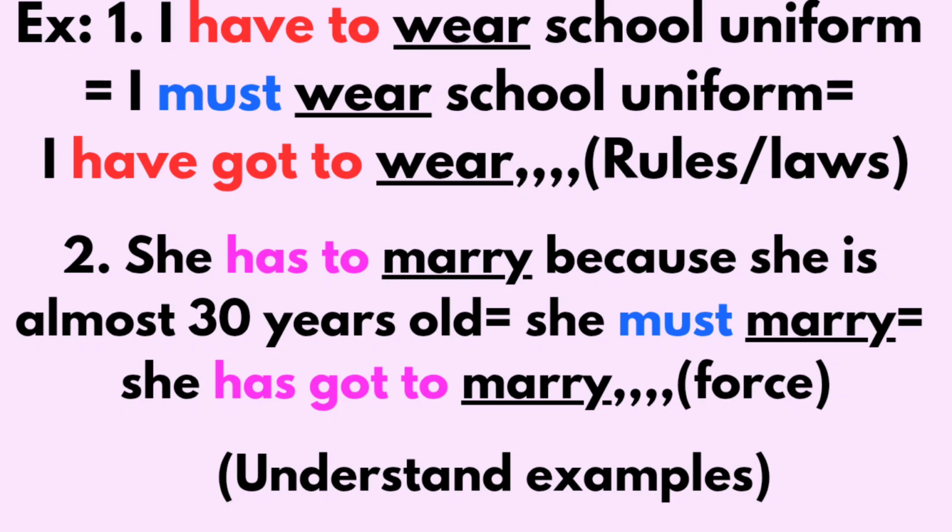So instead of using must, we can use have to, has to. It depends on the subject. If the subject is singular, we use has to or has got to. If the subject is plural, then we use have to, equal to have got to. I hope it is clear.